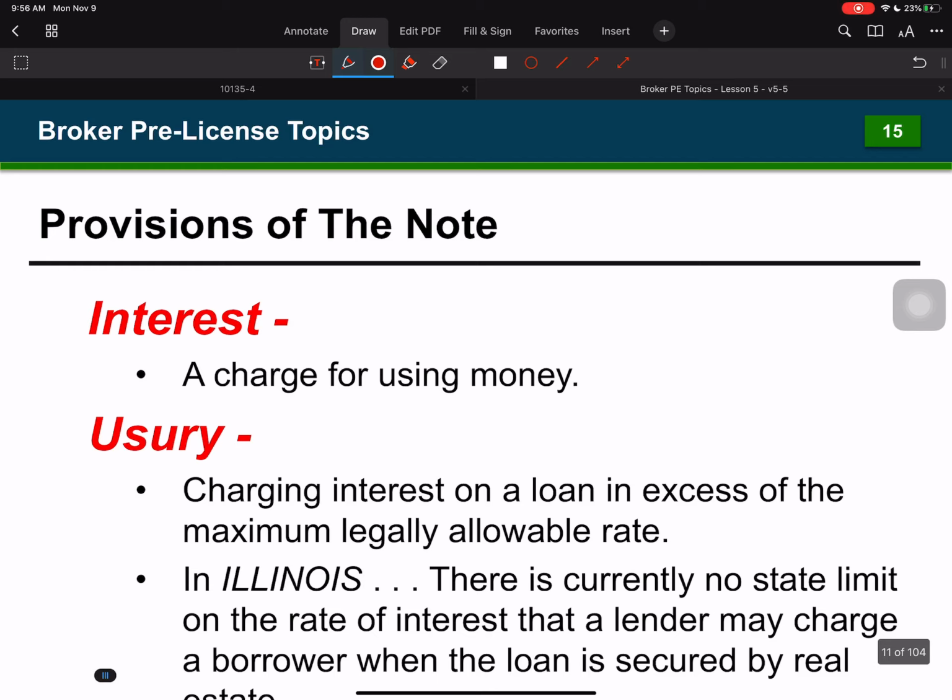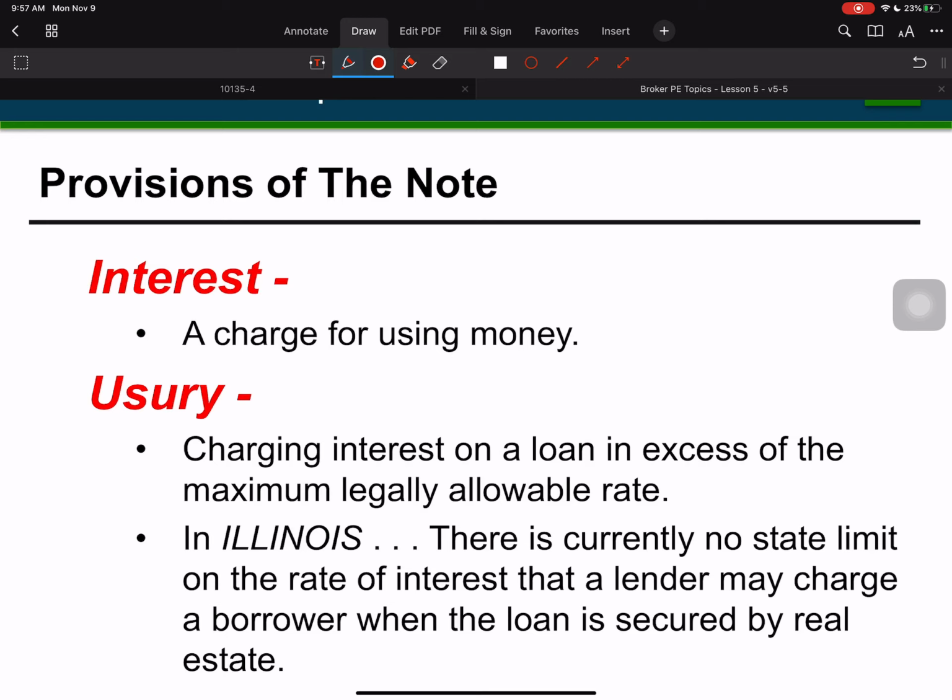Interest, a charge for using money. We all know that there is no free money in this world. Okay, there is no free money in this world. So the way we get charged to use money is something called interest.